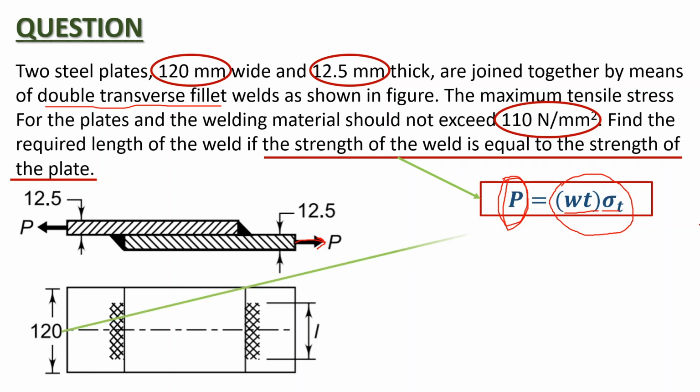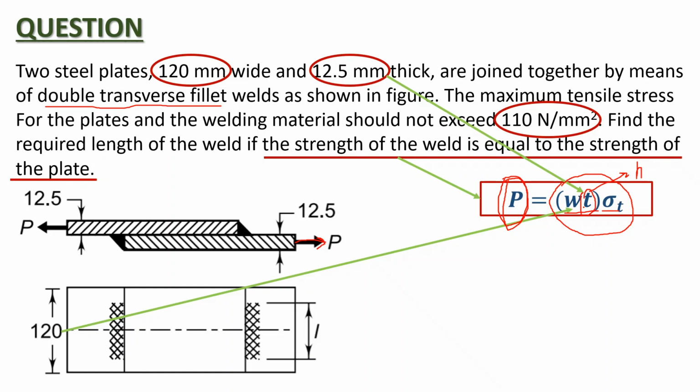You can find the cross-sectional area of the plate from here, where the width of the plate is given as 120 and the thickness is given as 12.5. Don't confuse this T with the throat. This T written over here is not the throat; rather, it is the thickness of the plate, or I should have written H over here in place of T. So don't confuse this T with the throat.